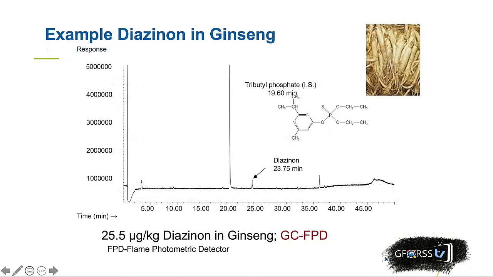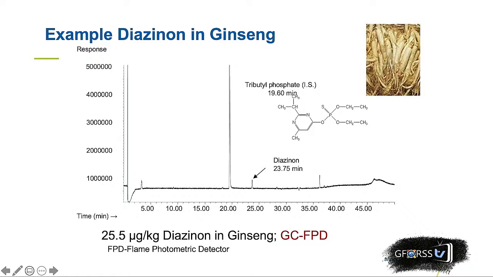Let's look at a real-life example with the data now. This work was presented by Dr. Alex Kunitsky and Zhong Wang of the US FDA. We are looking for diazinon in ginseng. Diazinon is an organophosphate insecticide. As a side note, ginseng is a difficult sample. That's why it's a good example for limitations of methods.